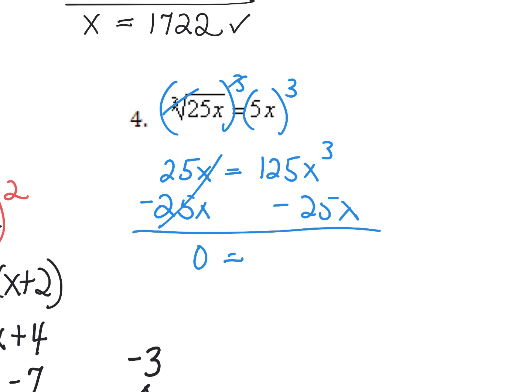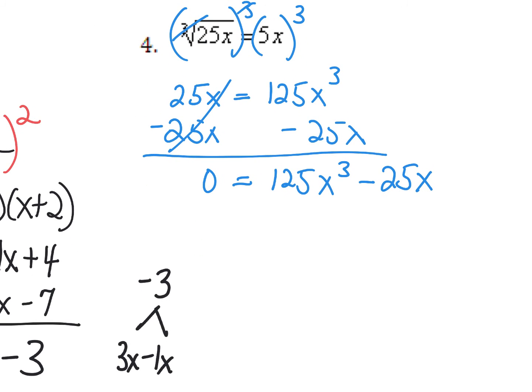So I have 0 equals 125x to the third minus 25x. Now, unfortunately, at this point, those are not like terms, so I am going to try to solve this with factoring. I would just start by pulling out a greatest common factor. 25 and x goes into both of these terms. And then 25 times 5 would get us back to 125. X times x squared would get us the x cubed. And then minus 1 gets us back to the 25x.